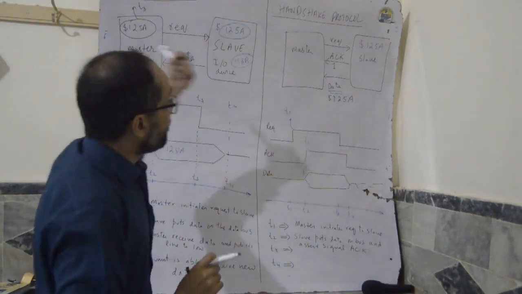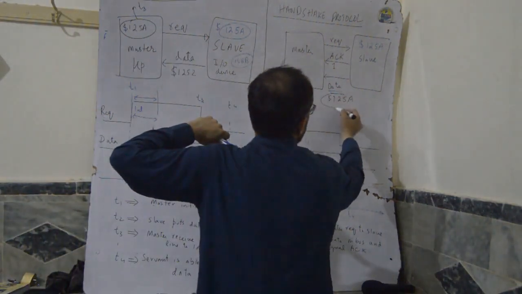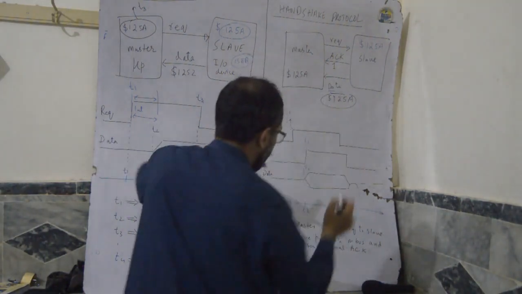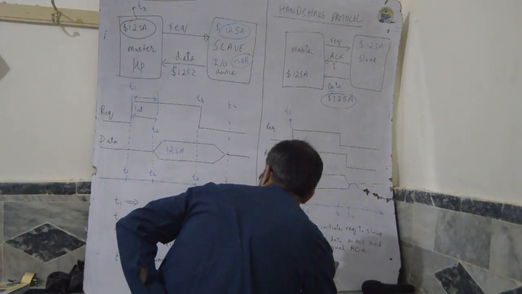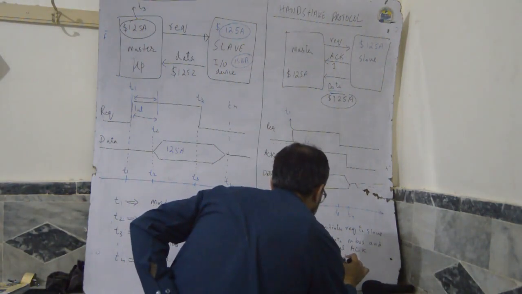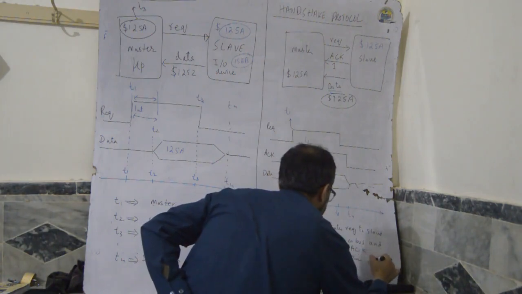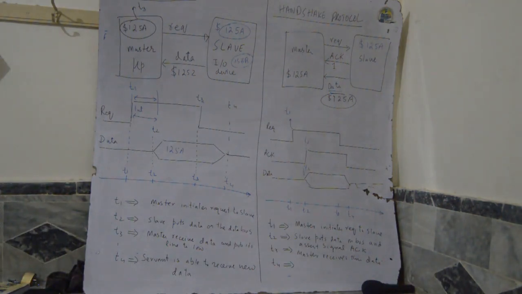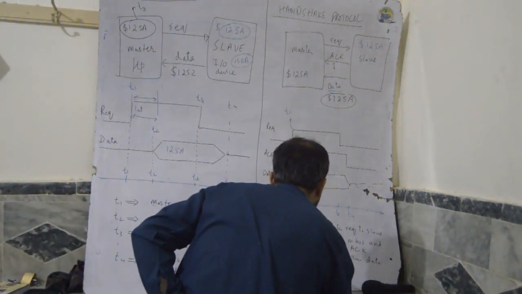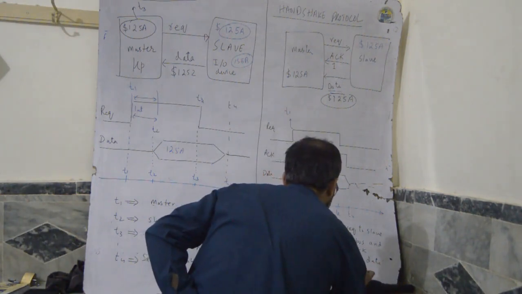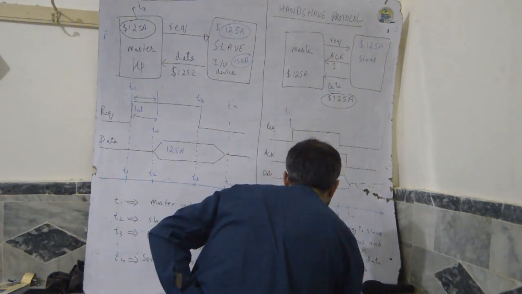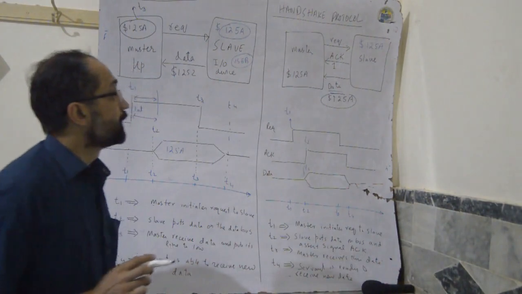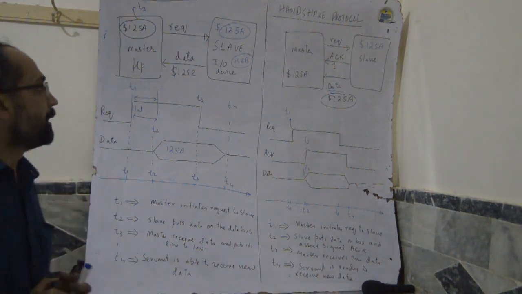So the master will receive this data. Now this data is on the data bus. The master will receive this data and latch it, 1, 2, 5, 8, at time T3. And at time T4, the slave is ready to receive a new request. I will explain this with an example.